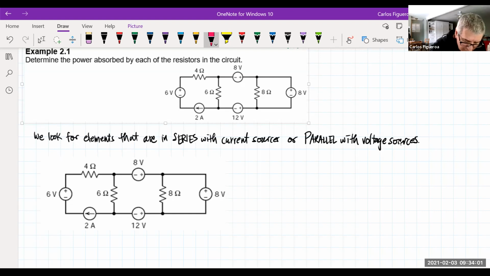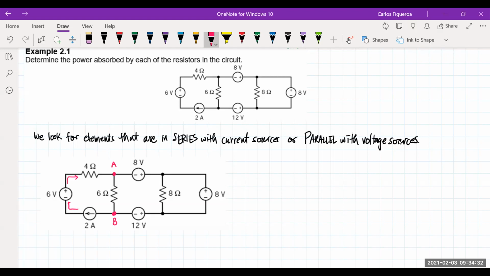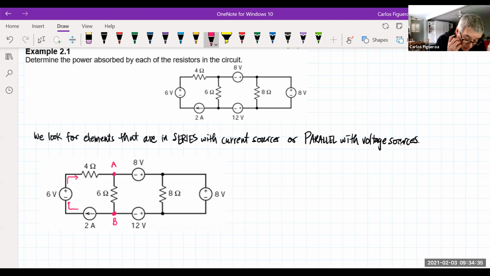So if I follow the current through the 2 amp, I can see that it's going like this. But note that as I get to this node right here, then the current splits at this node. And maybe I should label this node A. So at A, the current splits. At B, it splits. So the only thing that I could say here is that because all of these 3 elements, the 2 amp, the 6 volt, and the 4 ohm, are in series, then the current must be the same. So that means the current through the 6 volt source is 2 amps. The current through the 4 ohm resistor is 2 amps.